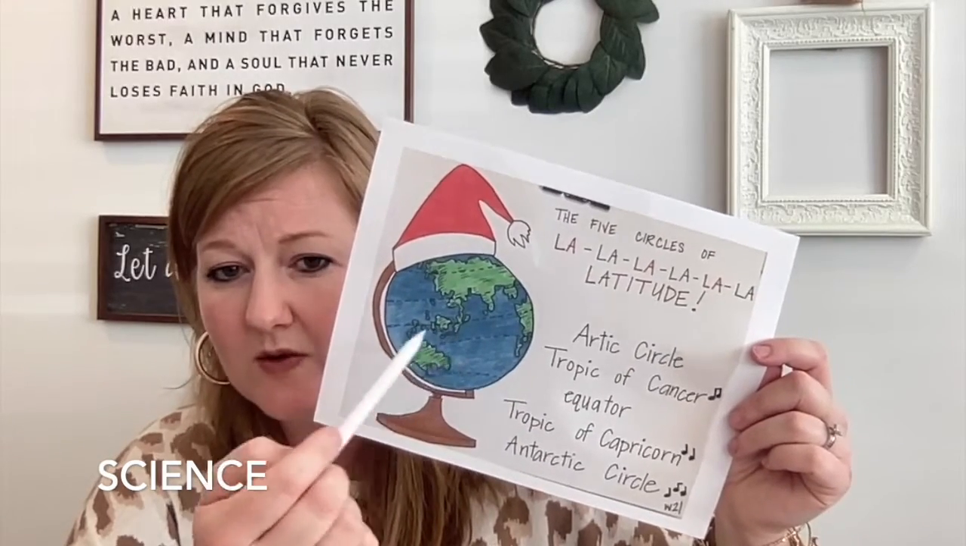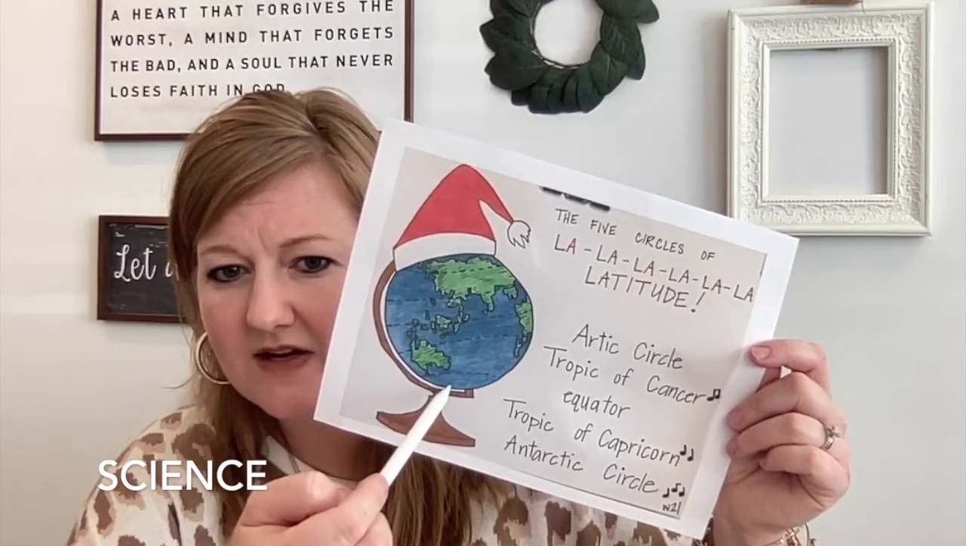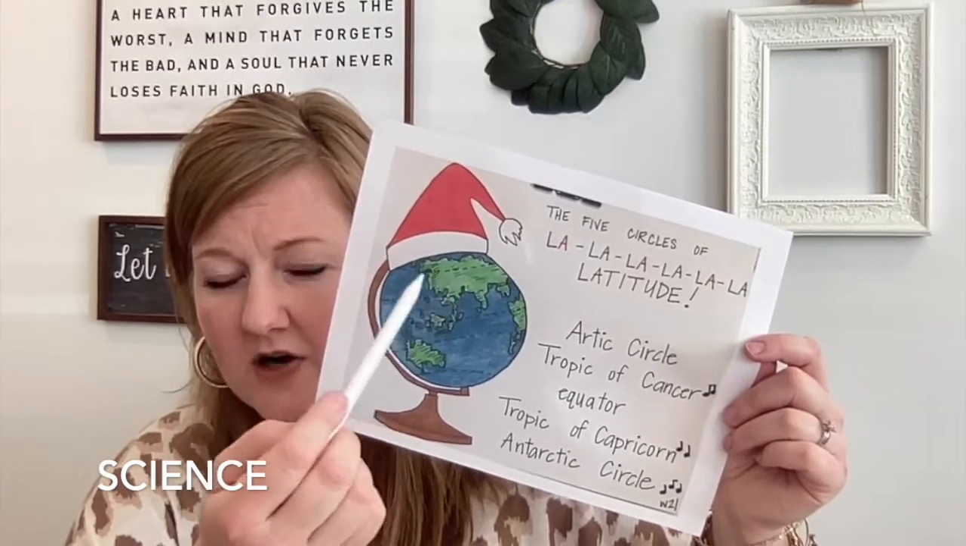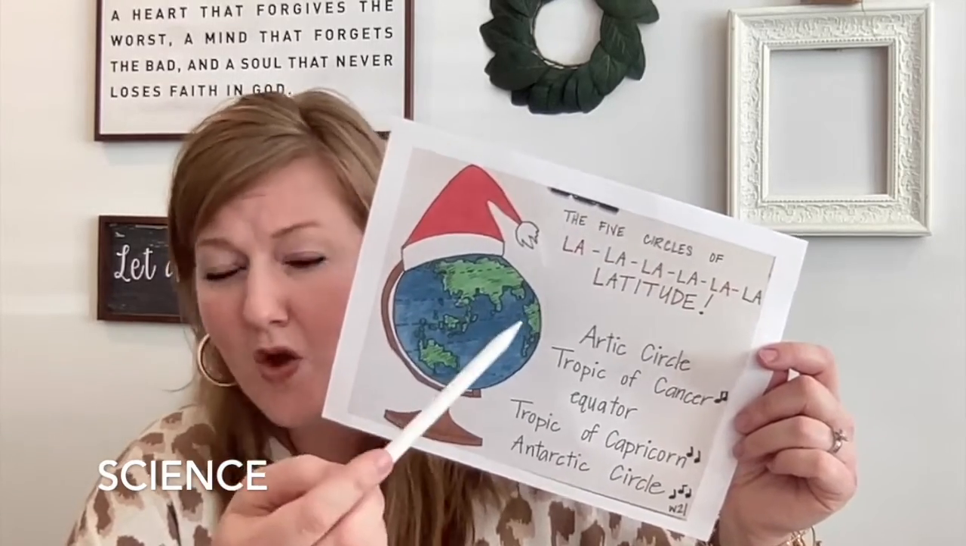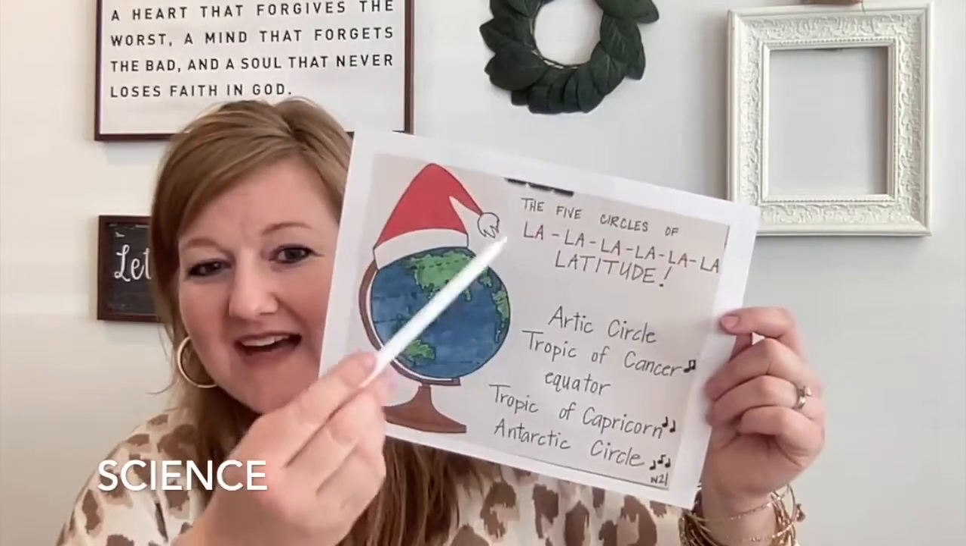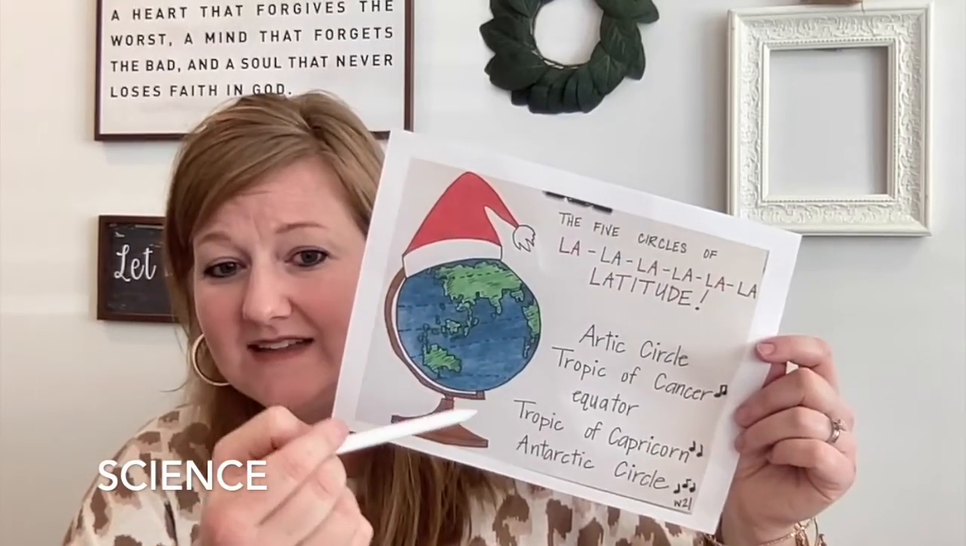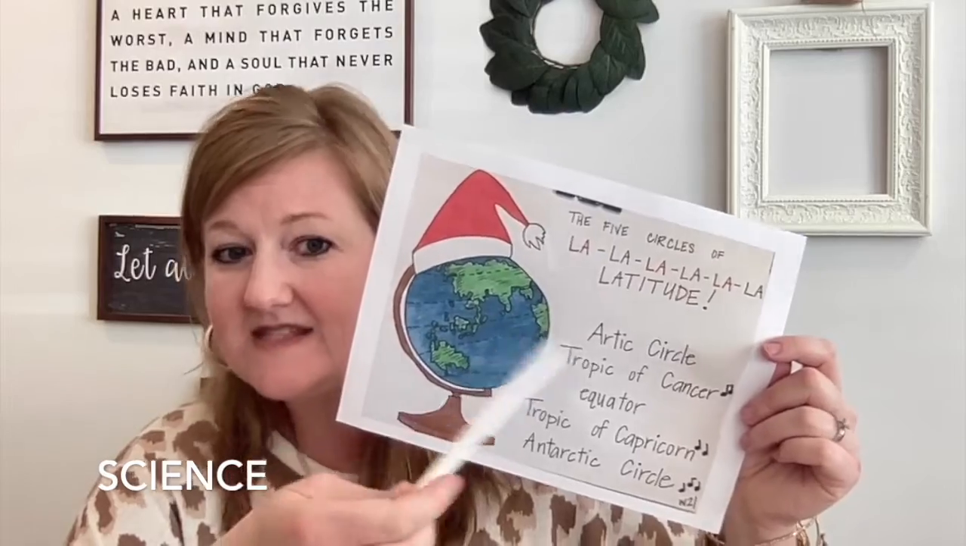And of course, we know the equator goes through the center, the Antarctic Circle is down there in Antarctica, and the Arctic Circle is up there. So that is how those lines line up. And this is how the song goes.